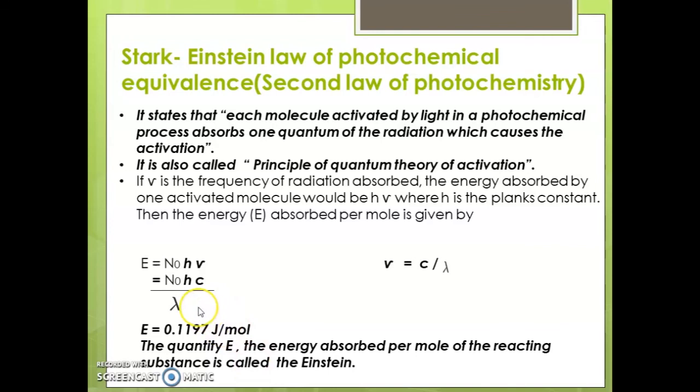It is evident from its numerical value that E varies inversely as the wavelength of the light absorbed. The shorter the wavelength, the greater is the energy absorbed. Okay, all of you got it. Here is the Stark-Einstein law of photochemical equivalence: each molecule activated by light in a photochemical process absorbs one quantum of radiation which causes the activation.